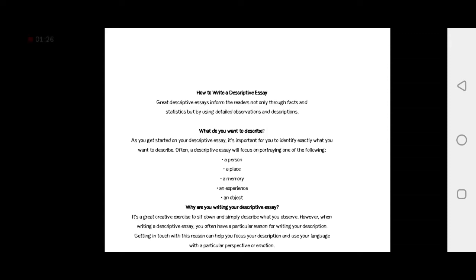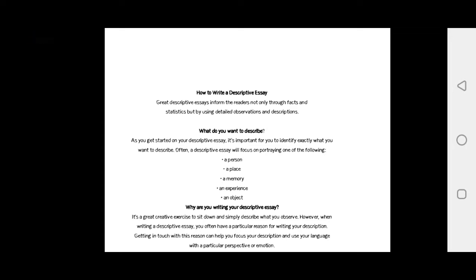So the first part of the slide tells us that a great descriptive essay informs the reader not only through facts and statistics, but by using detailed observations and descriptions. Remember, in the last video I told you that we shouldn't fall into the loophole of using false statistics. So we have to be sure that whatever statistic we provide or present in our essay is accurate, so we don't get faulted for providing wrong information.